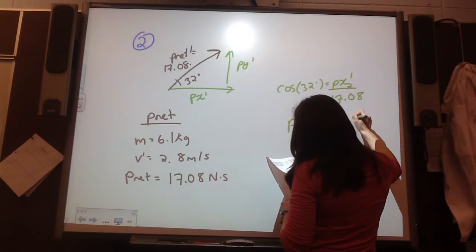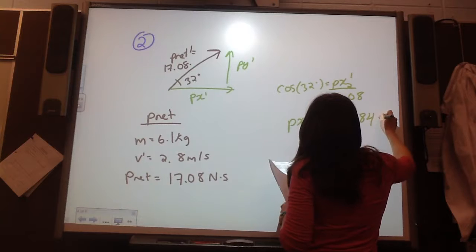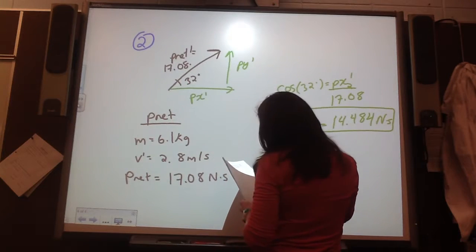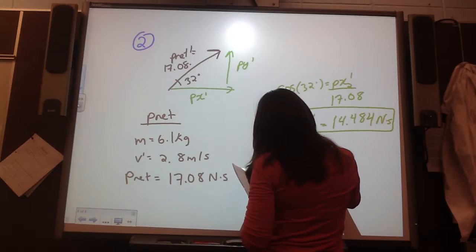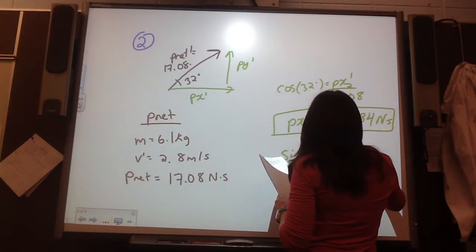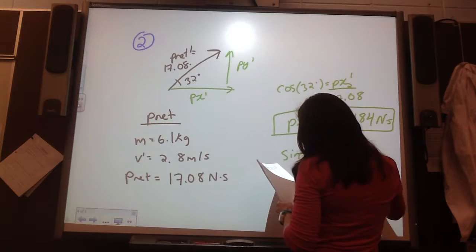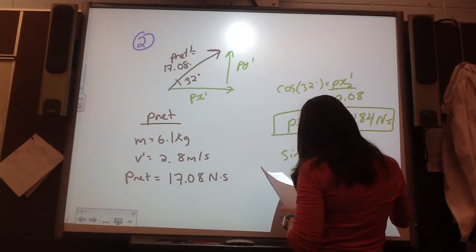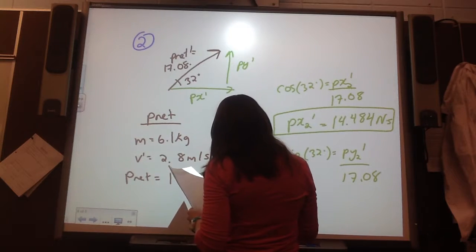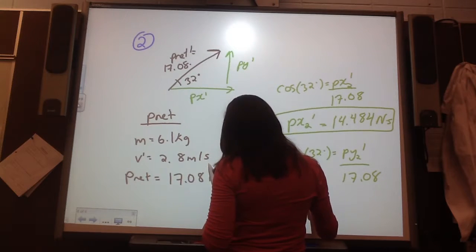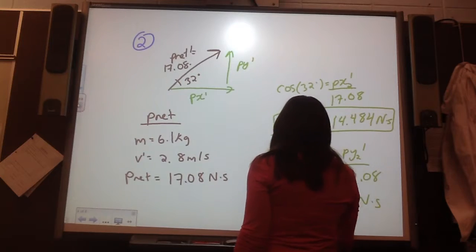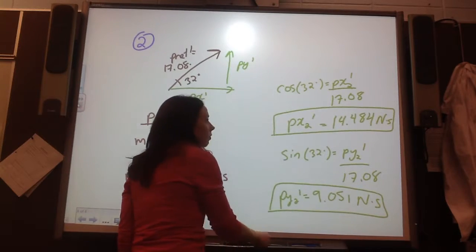So your px prime should be 14.484 Newton seconds. So that's an important number, so I like to box it. And then sine 32 is equal to py2 prime divided by 17.08. So my py2 prime is equal to 9.051 Newton seconds. Okay, another important number. Okay.